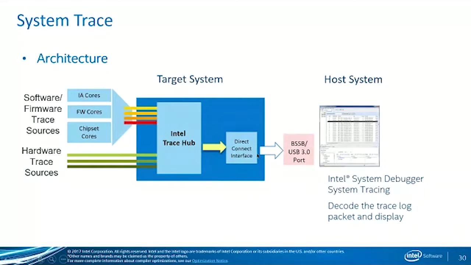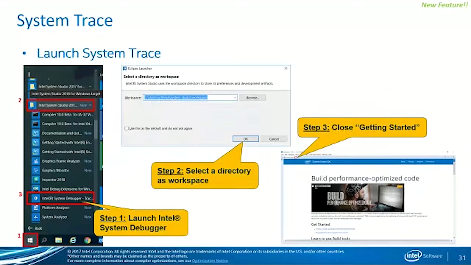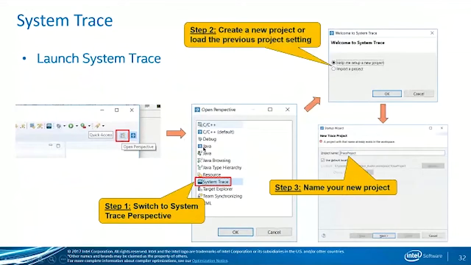Here shows how the user launches System Trace. It shares the same path with the target connection assistant. When getting into Eclipse, one more step is required to load the System Trace perspective. So please follow the steps here to load the perspective.